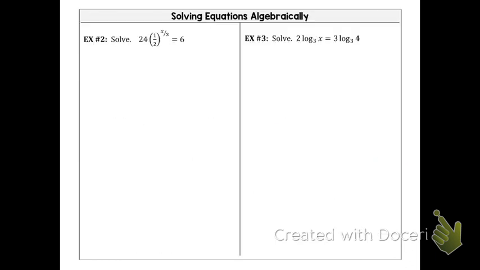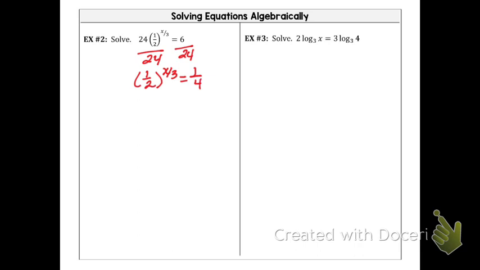All right. Then to example 2. So notice on this one, my exponential part's not by itself. I have that 24 in front. So we're going to move the 24 over first. And so we get 1/2 to the x over 3 equals 1/4.